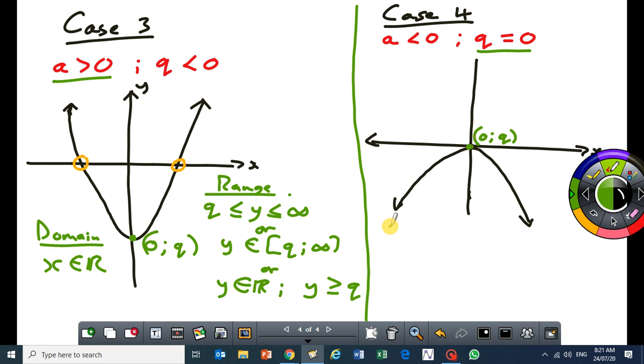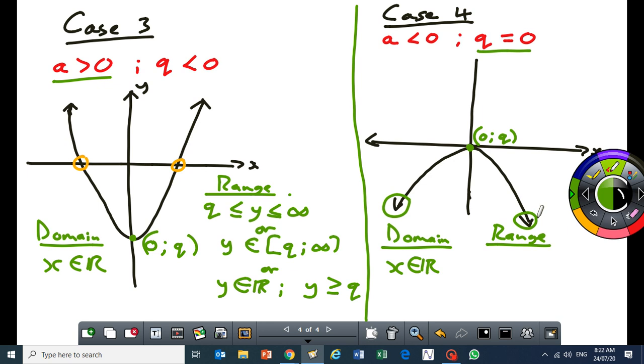Right? Then the domain. The domain does not change. It's still x is an element of real numbers. The range is going to be slightly different from the other 3 cases. Now here we have our maximum value of y, okay, and since the graph is now going down, it means that we now have to include minus infinity. Minus infinity is going to be the minimum, and the maximum is going to be the value of y at the turning point, and that value is equal to q.